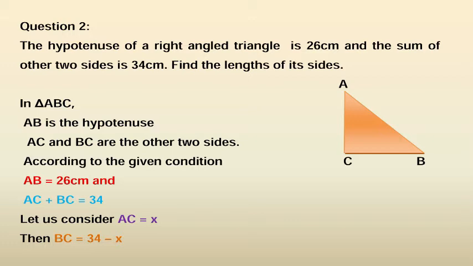Sum of the other two sides is equal to 34. This is the given information. The two sides of the right angle triangle, that is AC and BC, their sum is 34 and the hypotenuse AB is equal to 26. Now we need to find out the measure of each side. We don't know what is AC and what is BC. Its sum is given as 34. So let us consider in this way. If AC is equal to x, then what is the measure of BC? BC will be equal to 34 minus x.